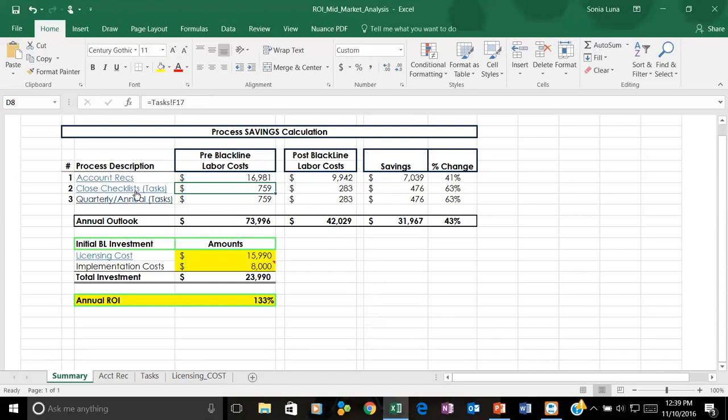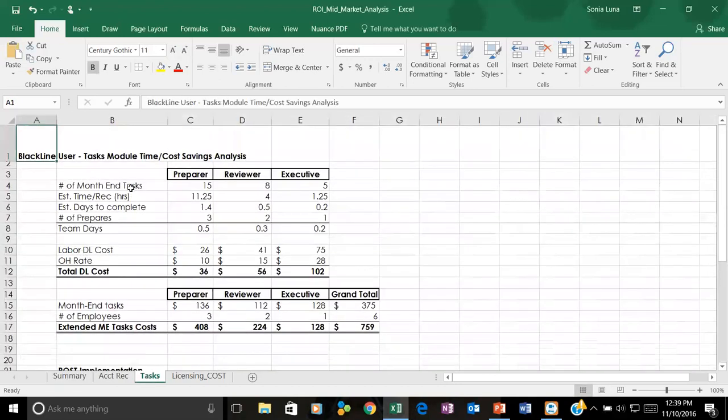So now if we go to the checklist here, in terms of these tasks, we took the number of monthly tasks. We said the preparer has 15, reviewer has 8, executive has 5, very specific items. Of course, you're going to have to estimate the amount of time it takes on an average basis for some of these month-end tasks. So the reviewer role, 0.5 here, this is based on hours, 0.25 in terms of hours, and the days it takes to complete.